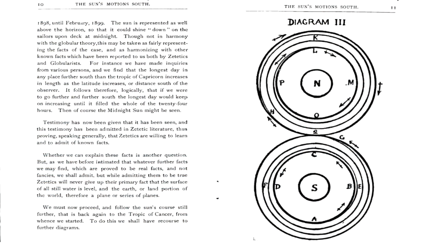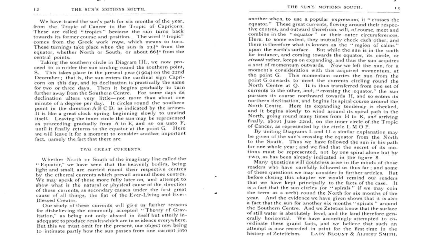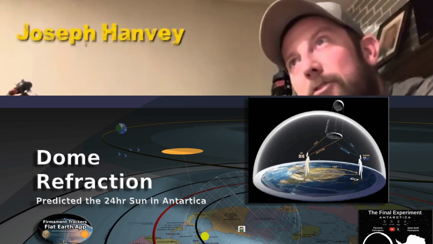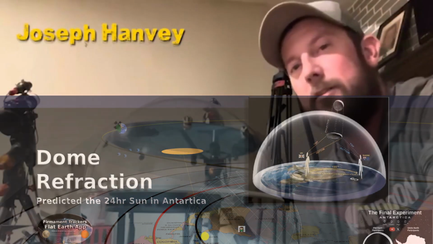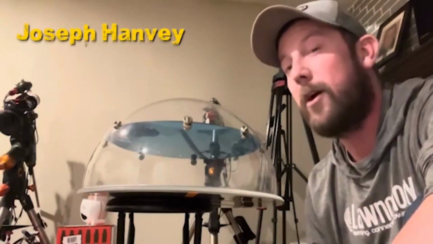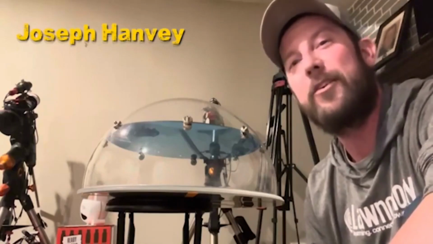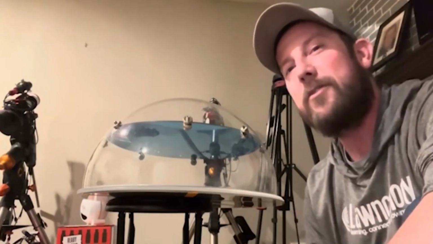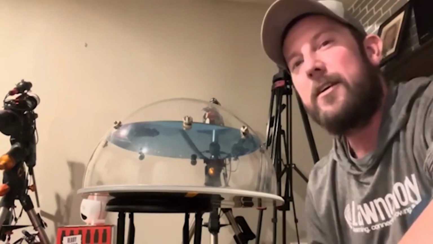The flat Earth community has long had models that explain a 24-hour sun in Antarctica, including Lady Blunt and Albert Smith's model in their 19th century book Zetetic Astronomy. More recently, Joseph Hanvey has also done excellent work constructing a demonstration using lights projected off a dome firmament showing exactly how an Antarctic 24-hour sun works on flat Earth.